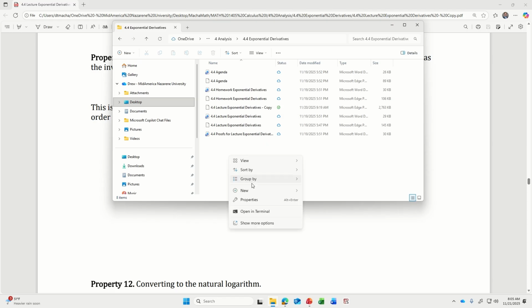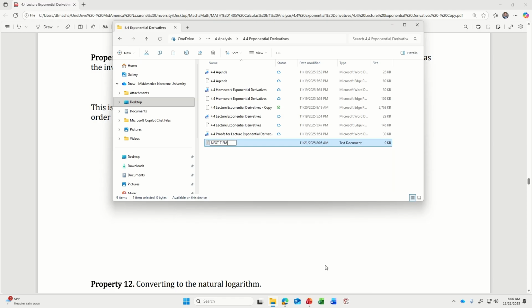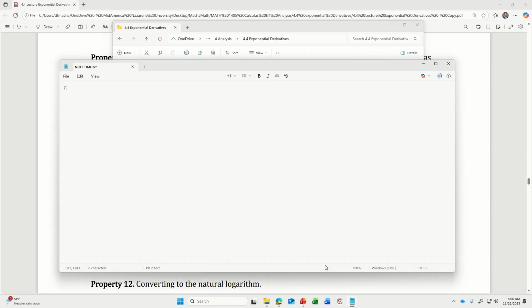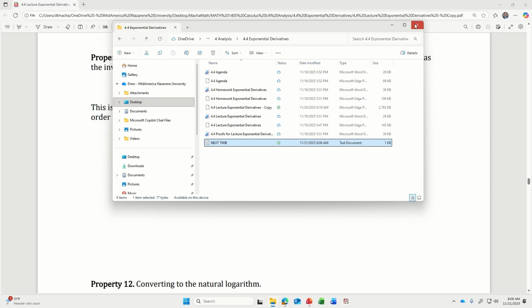I'm going to leave myself a note for next time because I remembered just now that next year when I teach this class, I need to change the order of the properties of logarithms so that number 7 is the power rule. Okay.